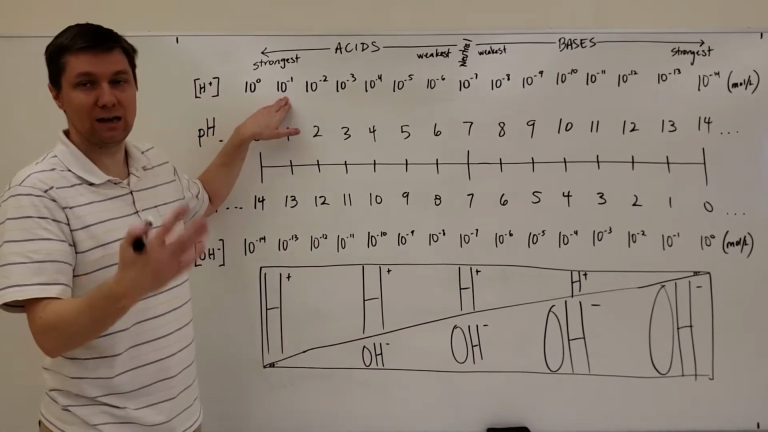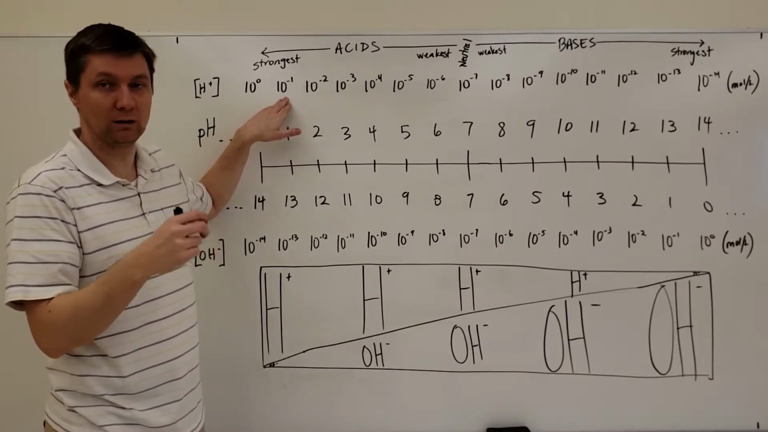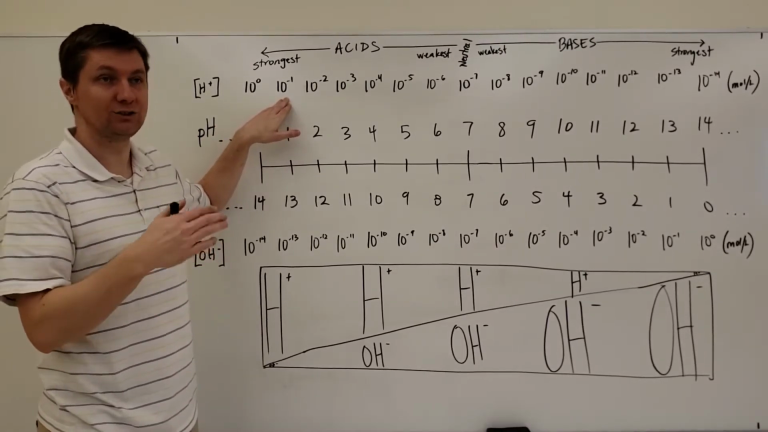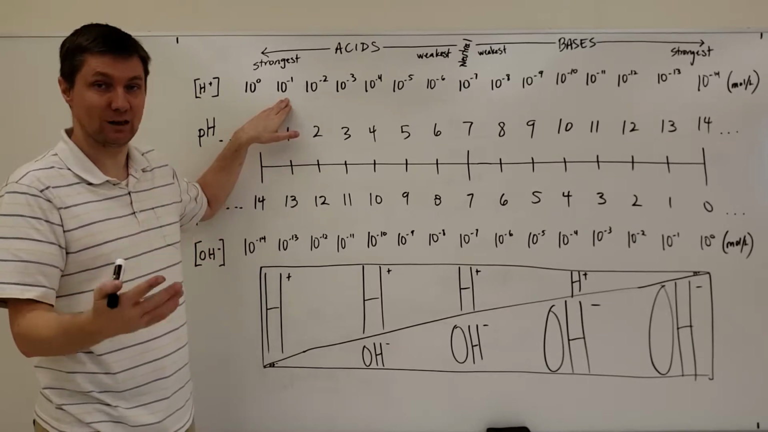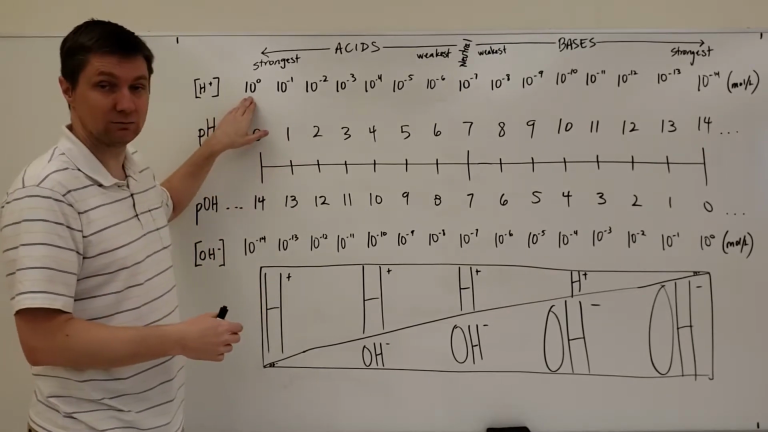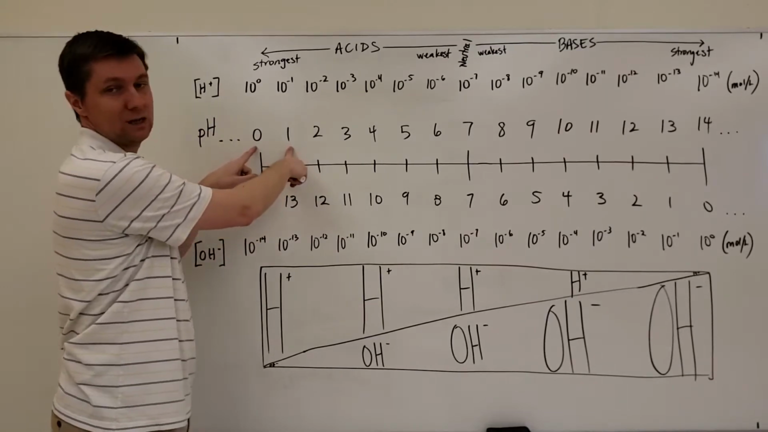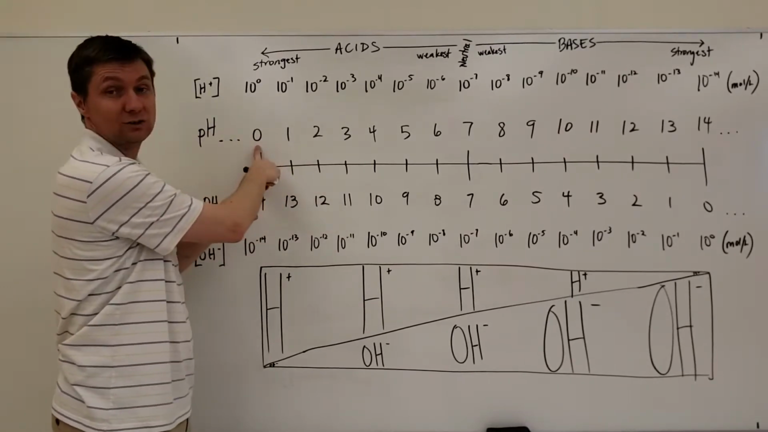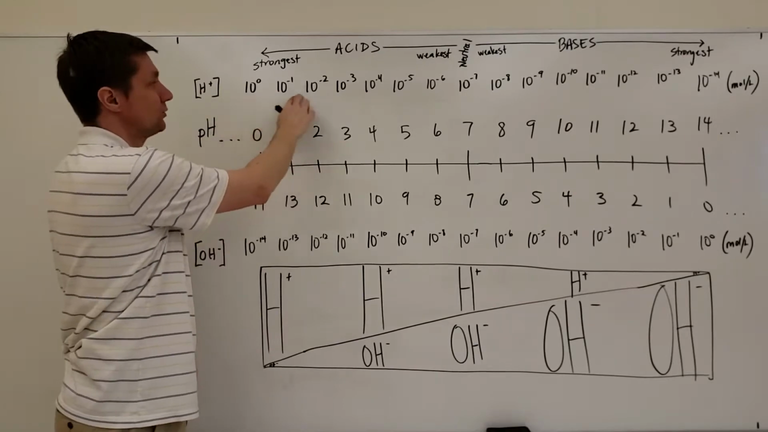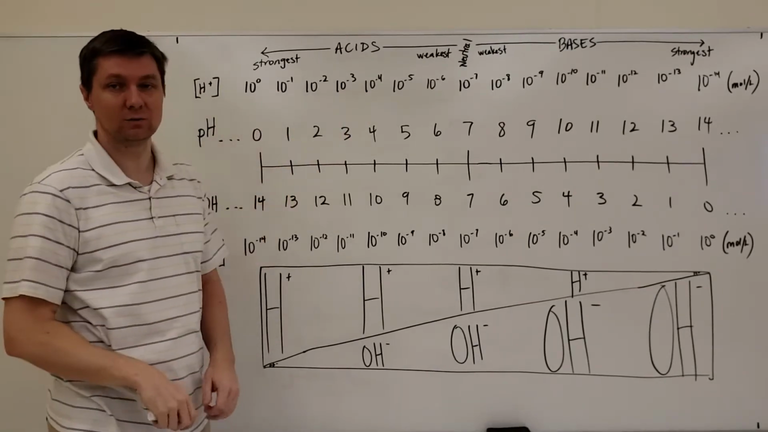This here, 10 to the negative 1, would be 0.1 moles per liter, which is 10 times less acidic than 10 to the 0. And so this is why a pH of 1 is 10 times less acidic than a pH of 0, because the concentrations are expressed in this way.